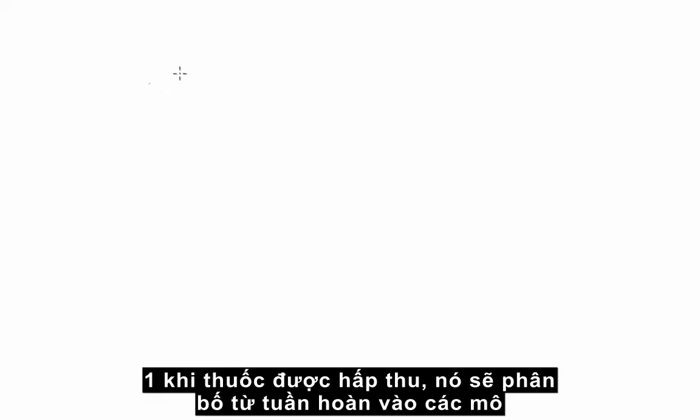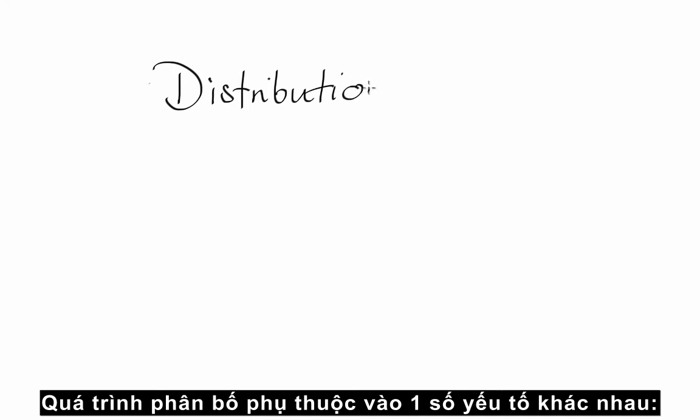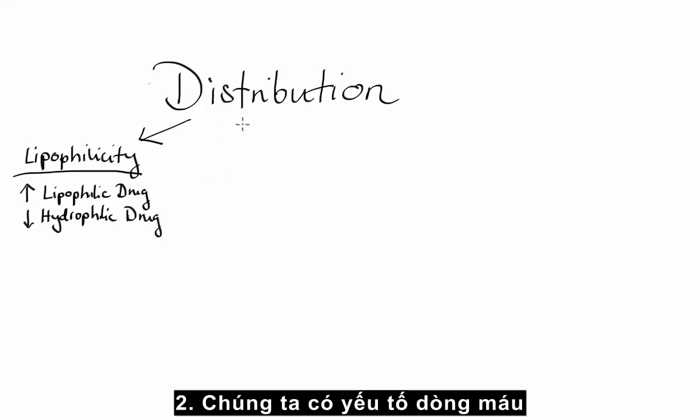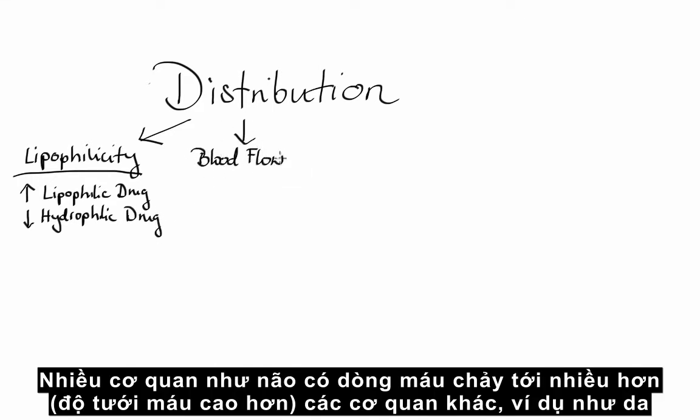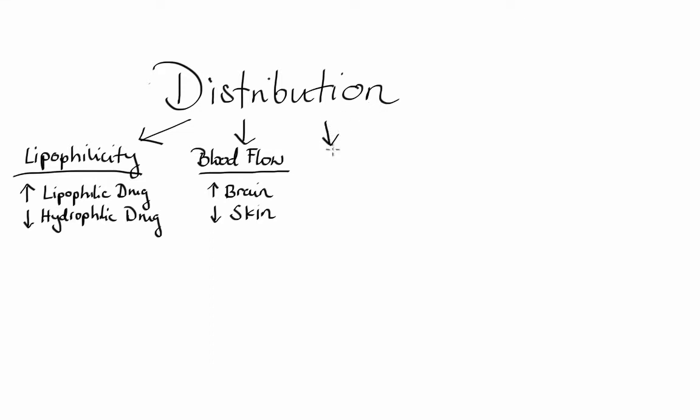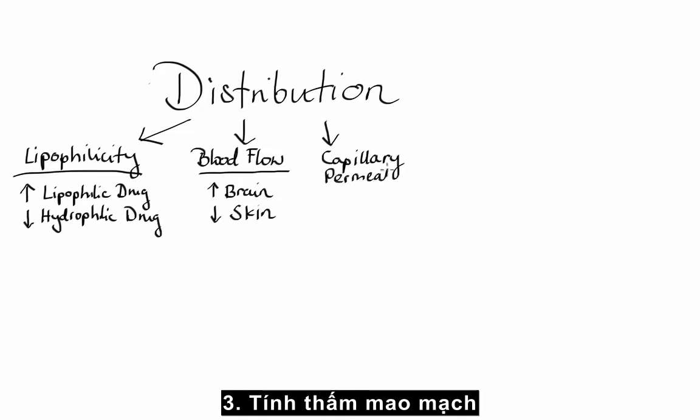Once a drug gets absorbed, it then gets distributed from circulation to the tissues. The distribution process is dependent on a few different factors, such as lipophilicity. So a highly lipophilic drug will dissolve through the cell membrane much more easily than a hydrophilic drug. Next we have blood flow. Some organs such as the brain receive more blood flow than, for example, skin. So if a drug can pass through the blood-brain barrier, it will accumulate much faster in the brain as opposed to in the skin. Next we have capillary permeability.